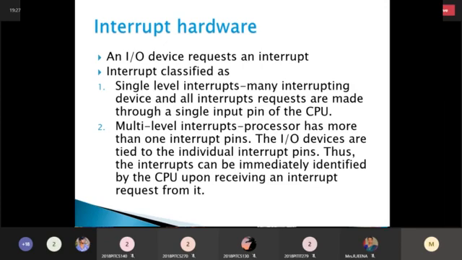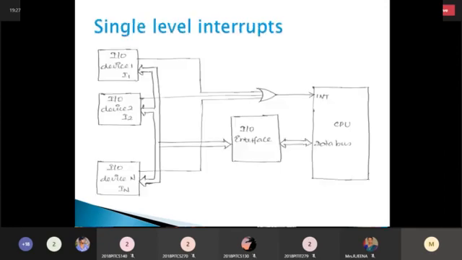So in single-level interrupt, what happens? Many interrupting devices send the interrupt request to the single input pin. But in multi-level interrupt, each interrupting device has its own individual interrupt pin. So which request is coming? Based on that, the interrupt can be immediately identified by the CPU upon the interrupt request. So this is about single level and multi-level interrupts.